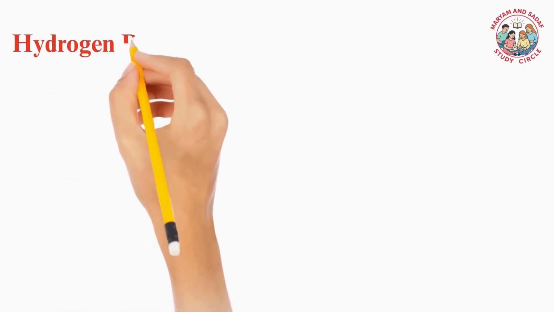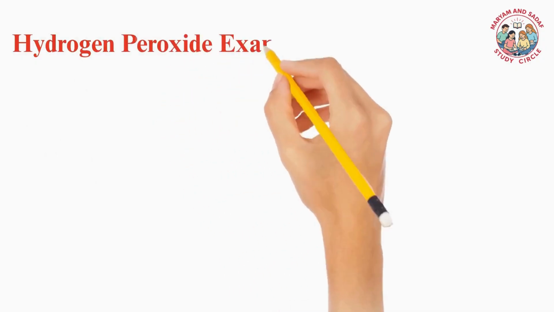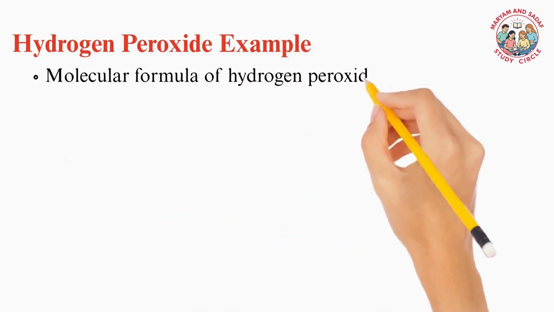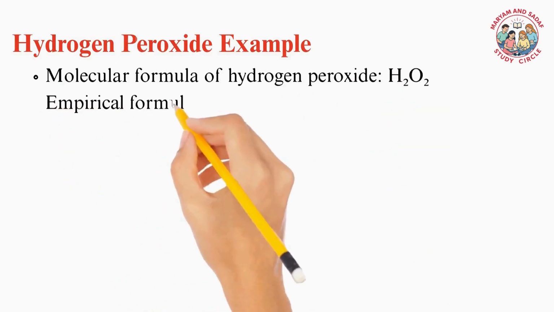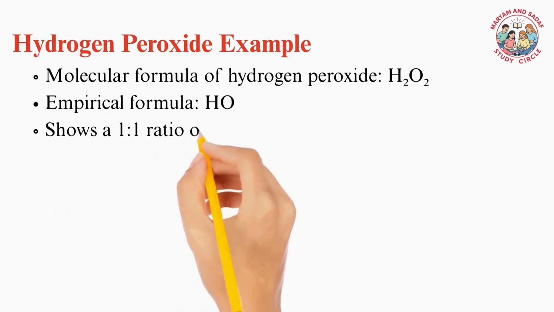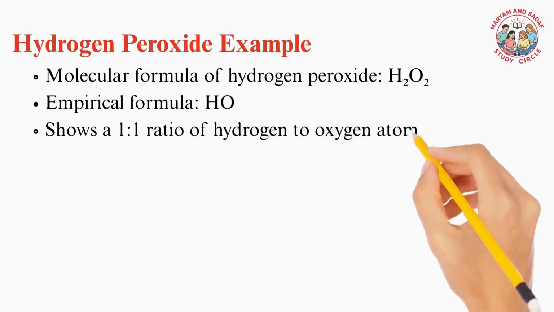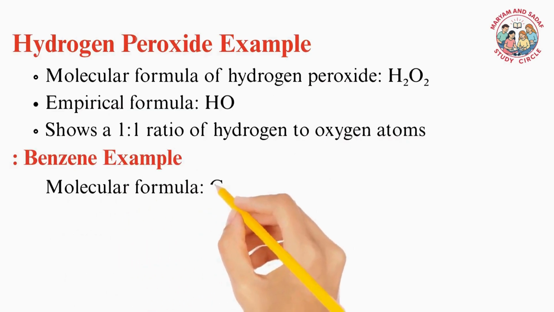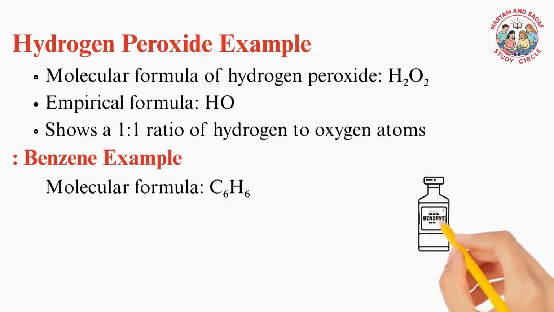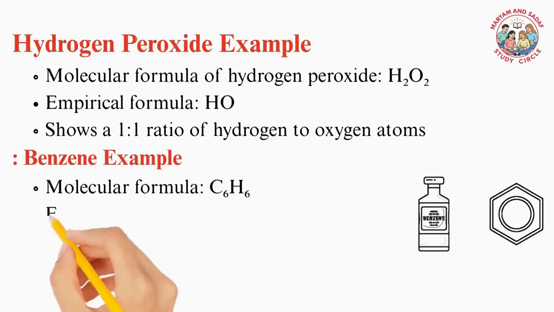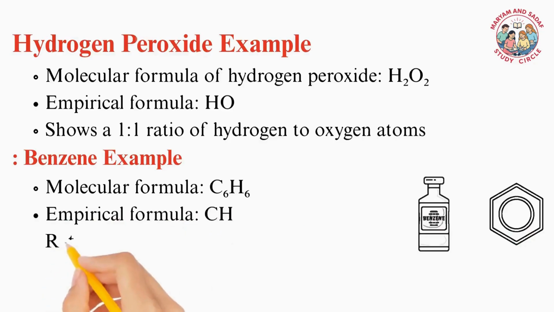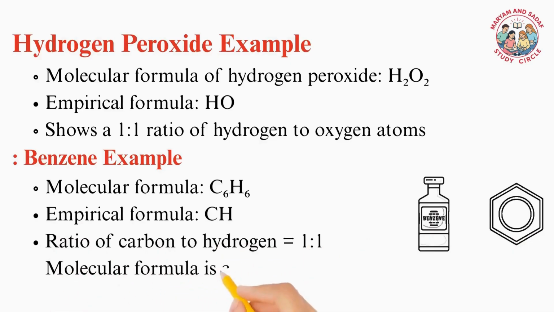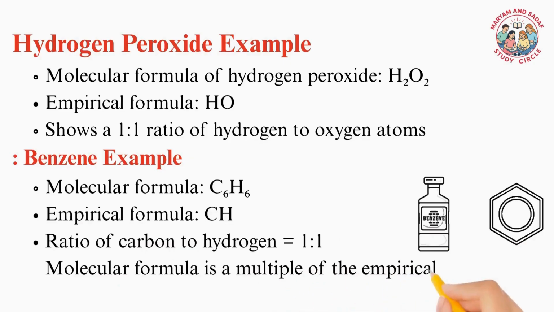Hydrogen peroxide example. The molecular formula of hydrogen peroxide is H₂O₂. The empirical formula is HO, showing a 1:1 ratio of hydrogen to oxygen atoms. Benzene, another example: the molecular formula is C₆H₆. The empirical formula is CH, with a ratio of carbon to hydrogen equal to 1:1. The molecular formula is a multiple of the empirical formula.